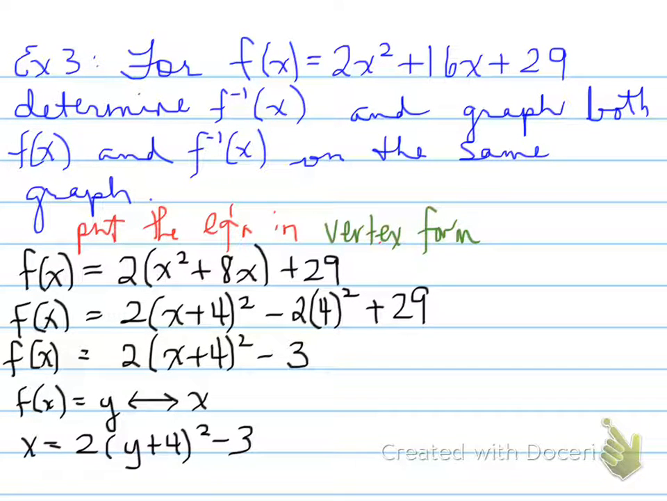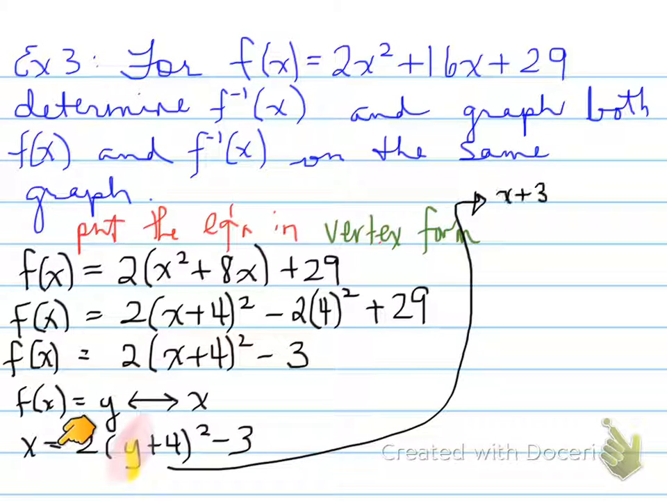When I do that, I move the minus 3 over. It becomes plus 3. So x plus 3 equals 2 bracket y plus 4 all squared. Now remember, this is not y. It is actually y inverse or f inverse. So this is going to be our f inverse right here, folks.